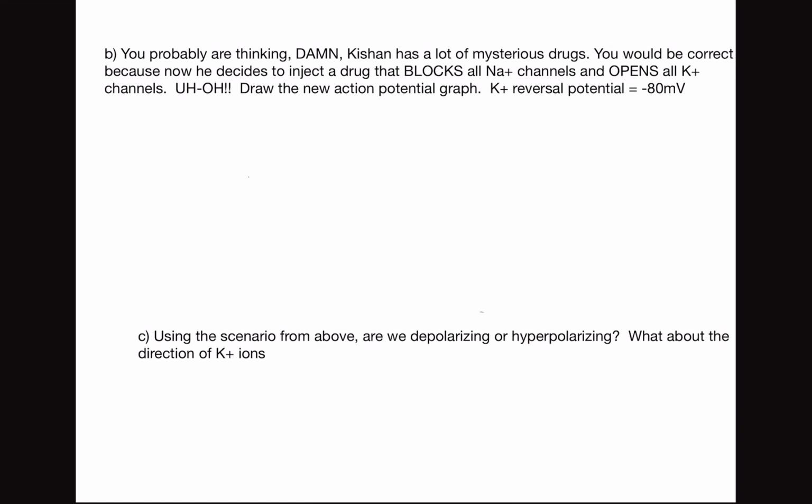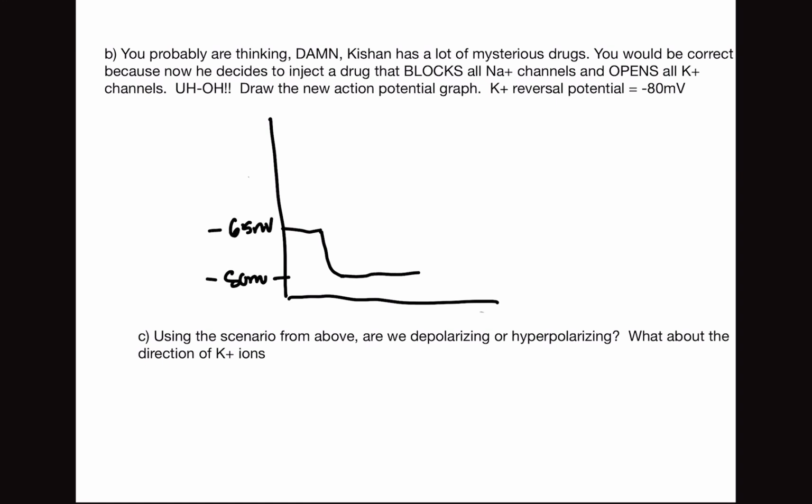The reversal potential of potassium is negative 80 millivolts. Okay. No sodium is going on here. So we basically start out normal, and then we're going to dip down, say to negative 80 millivolts, from like negative 65. We're going to dip down, and it's going to stay here. Because remember, potassium is the only ion that matters now. And it has a reversal of negative 80 millivolts. That means that's basically going to be the new resting membrane potential, because that's the only ion involved.